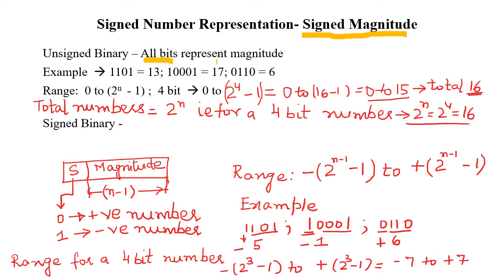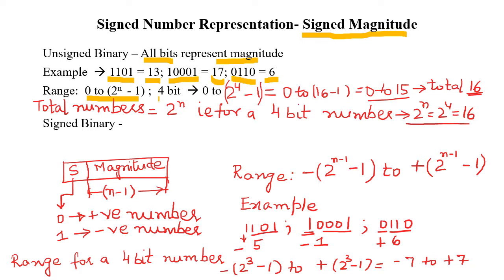represent magnitude. For example, 1101 is equal to 13. There is no such thing as plus 13 and minus 13; 13 is considered as plus 13. Next number 10001 is equal to 17. 0110 is 6. Irrespective of the first bit, all bits represent magnitude and there is no sign bit. Range is from 0 to 2 to the power n minus 1.